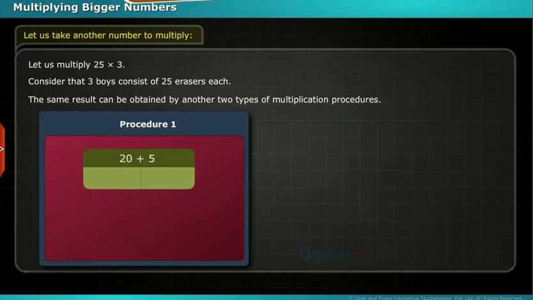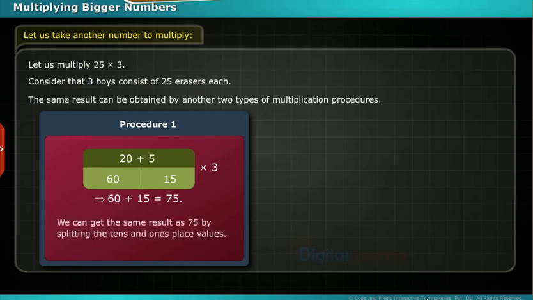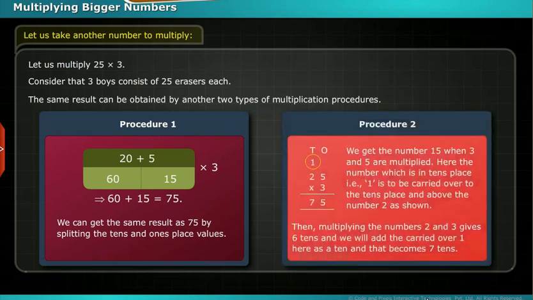The same result can be obtained by another 2 types of multiplication procedures. Procedure 1. Here we can split the numbers by their place values. For the number 25, we can split as 20 plus 5. 20 into 3 is equal to 60 and 5 into 3 is equal to 15. That implies 60 plus 15 is equal to 75. Therefore, we can get the same result as 75 by splitting the tens and ones place values.